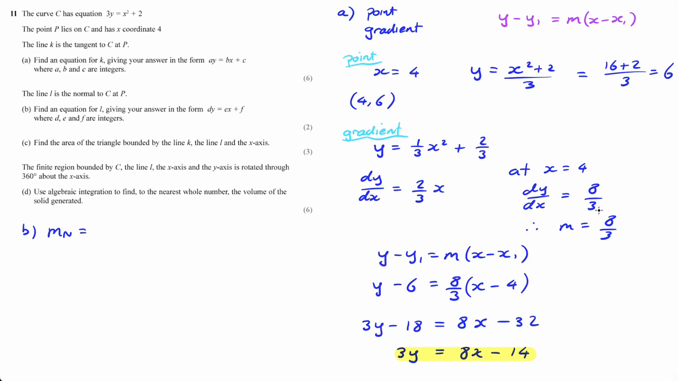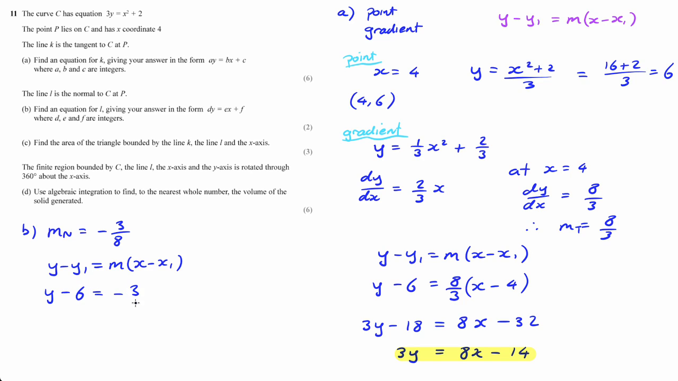So the gradient of the tangent, guys, I can sometimes call this MT, is 8 over 3. So the gradient of the normal is the negative reciprocal, so it's negative 3 over 8. Then we can use this formula again: y minus y1 equals m into x minus x1. We have y1. It's the same point, guys, because the normal and the tangent both cross at the same point, but their gradient is different.